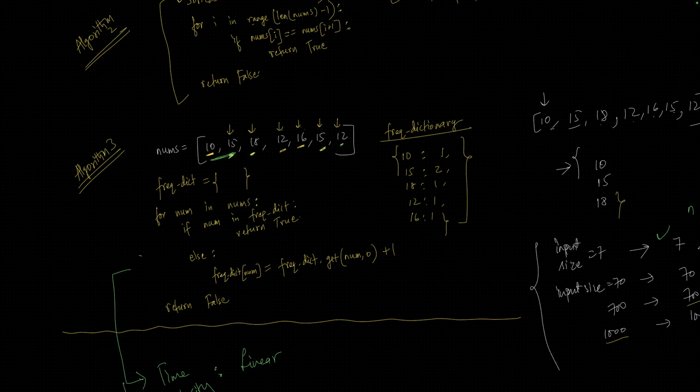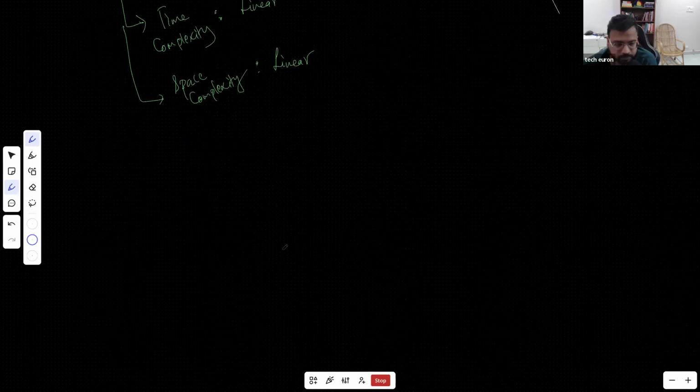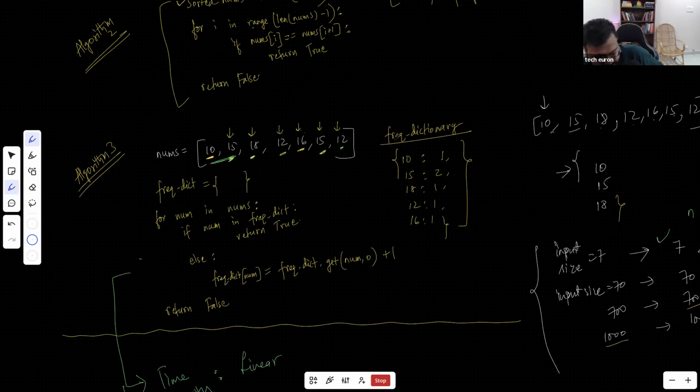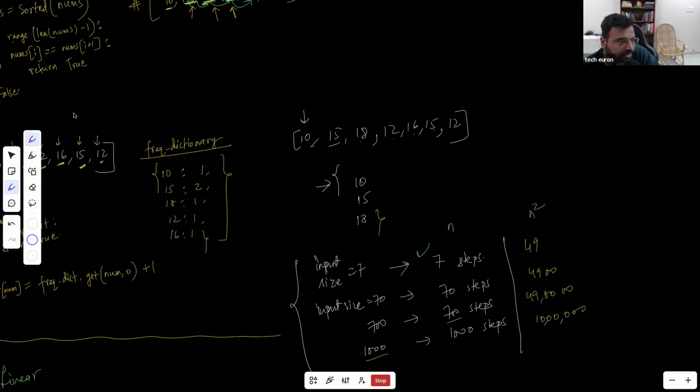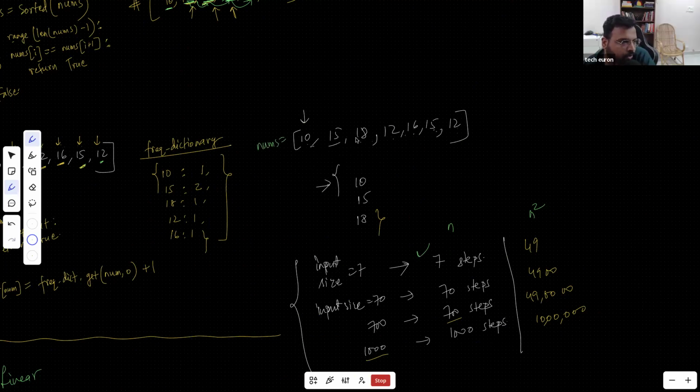One more thing. Space complexity means we are taking some extra space, right? So suppose this is the warehouse that has been given to me, in which we have 10, 15, 18, 12, 16, 1, 2, 3, 4, 5, 6, 7. In order to find out whether there is a duplicate or not, I am renting one more space, in which I will make this dictionary.